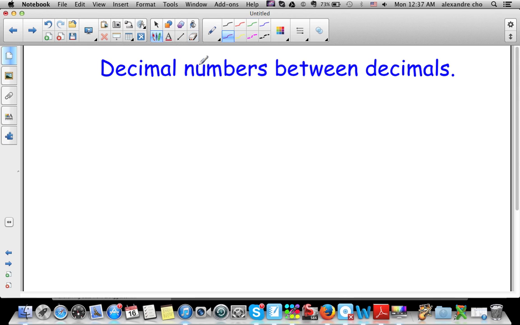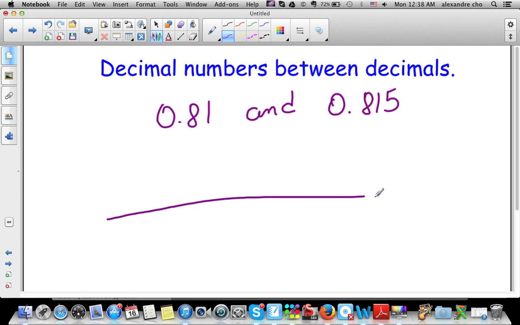Alright, so let's try between 0.81 and 0.815. Okay, let's see what you guys come up with. So you don't have to draw, well, you know what, just draw the number line. It helps. Okay. Press pause. Okay, this one, be careful. Okay, and press play when you're ready.